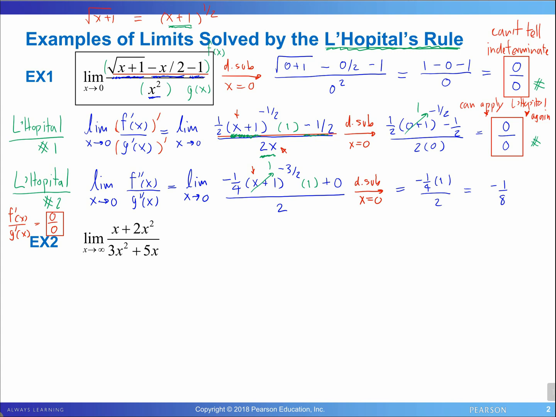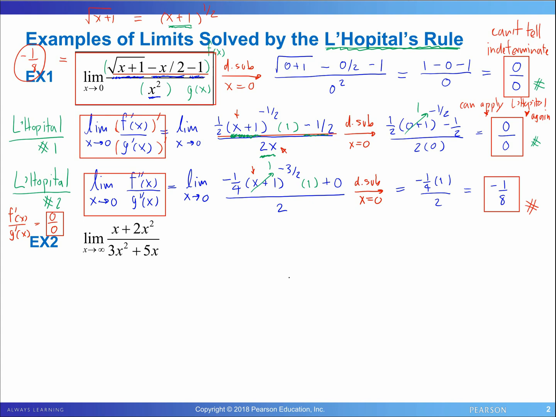This value, minus 1 over 8, is the limit of f double prime divided by g double prime when x goes to 0 over here. And it's also equal to the limit of f prime divided by g prime when x goes to 0. And it's also equal to the limit of f of x divided by g of x, the limit that we wanted to find in the first place. So this is equal to minus 1 over 8. So this is our answer for this example.